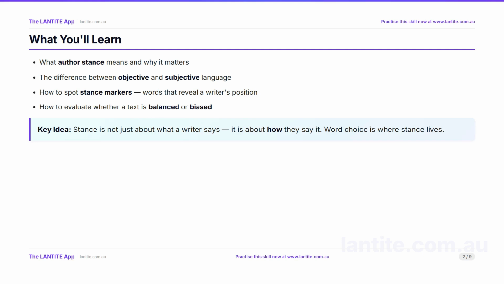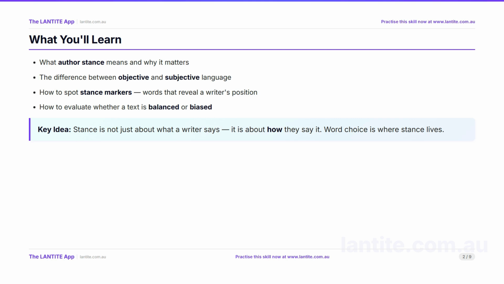Here is what we will cover. First, what author stance actually means and why it matters as a reading skill. Then, the difference between objective language and subjective language. After that, we will look at stance markers, which are specific words and phrases that reveal how a writer feels about their topic. Finally, we will practice evaluating whether a text is balanced or biased.